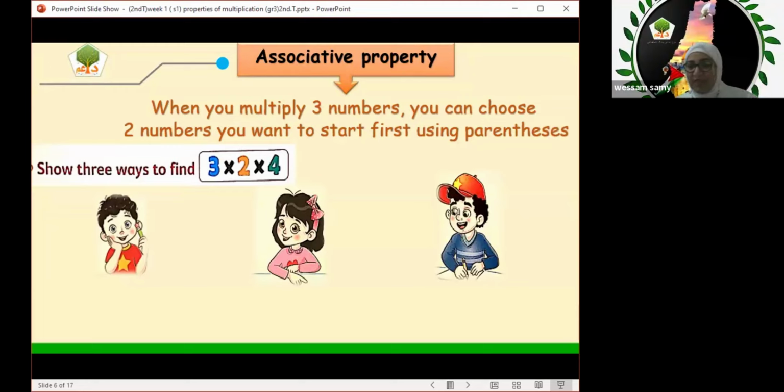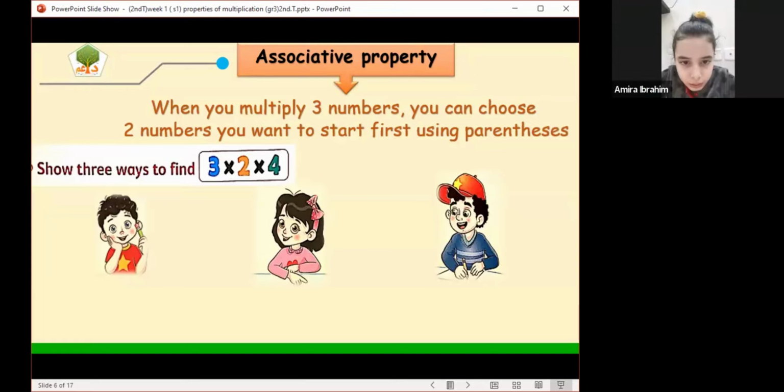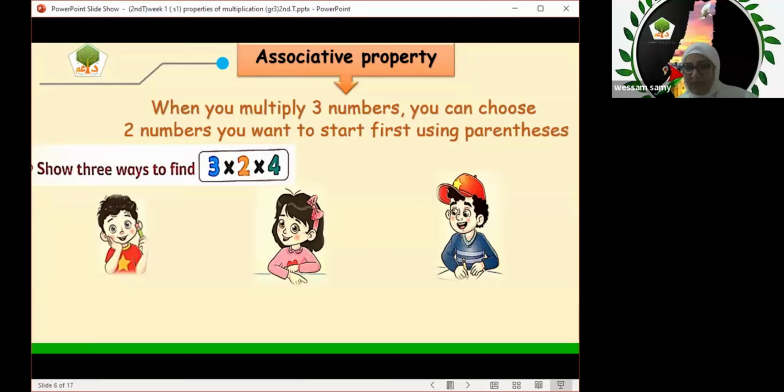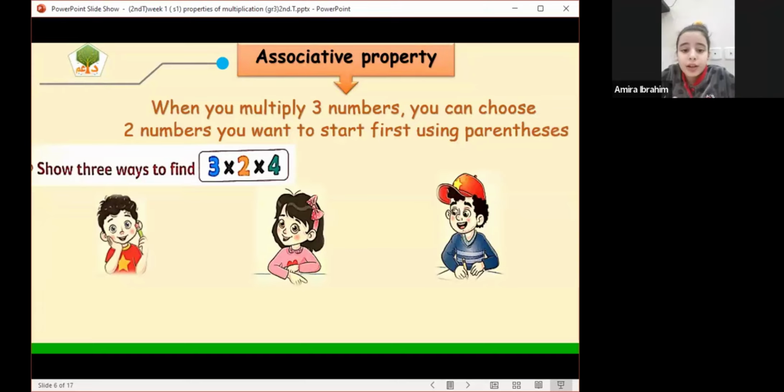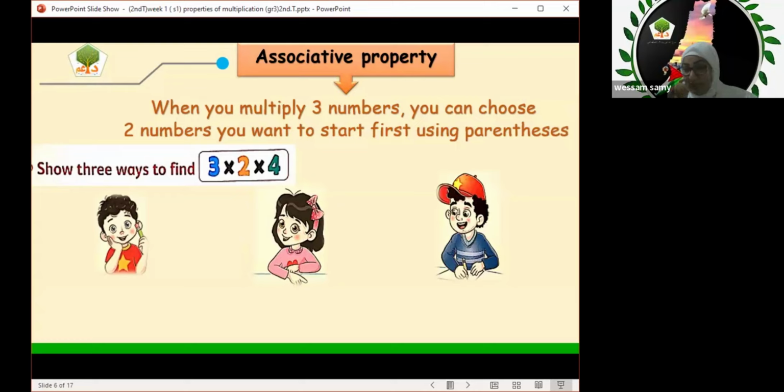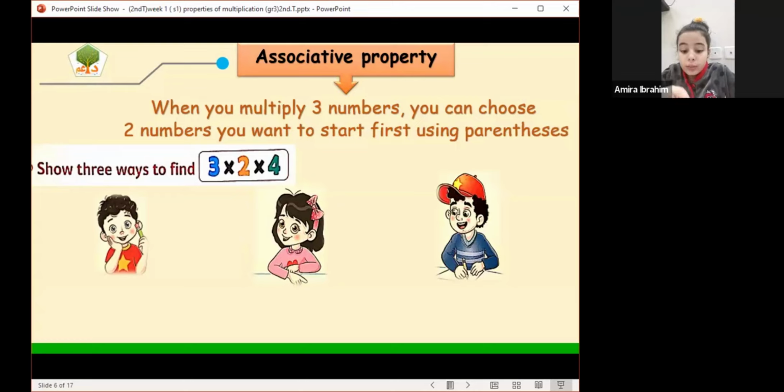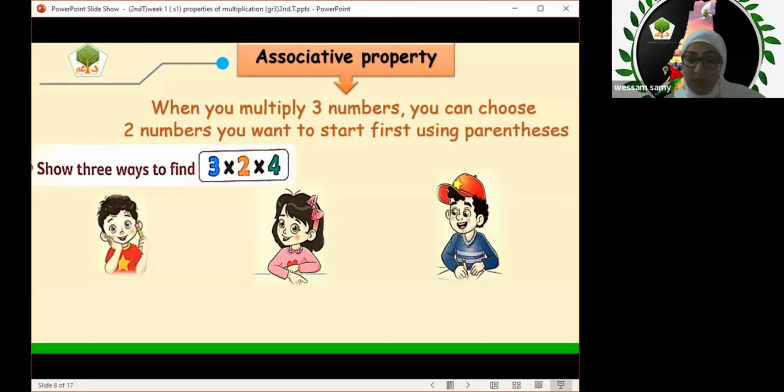Yalla, Rahma, what is the associative property of multiplication? Show three ways to find the multiplication. Okay, what are these ways? Like you make 2 multiply 3 equals 4, and 3 multiply 2 equals 4. That's great. That means what do we do to the numbers while multiplying them?